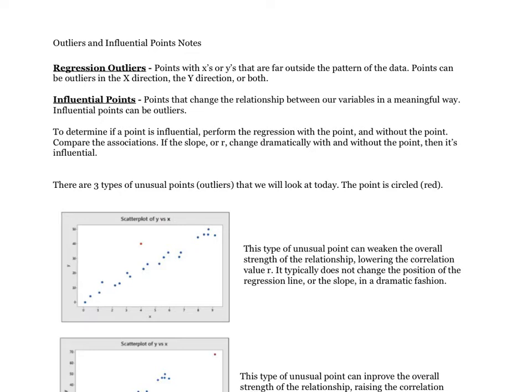So we've looked at outliers before in quantitative data. Today we're going to look at outliers and how they are related to regression. A regression outlier is a point with x's or y's that are far outside the pattern of the data. Points can be outliers in the x direction, the y direction, or both.